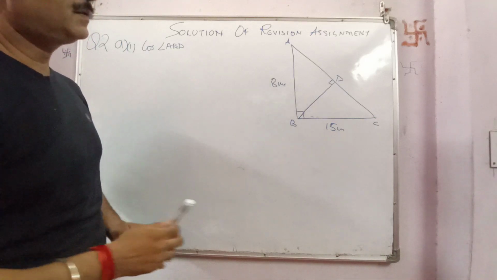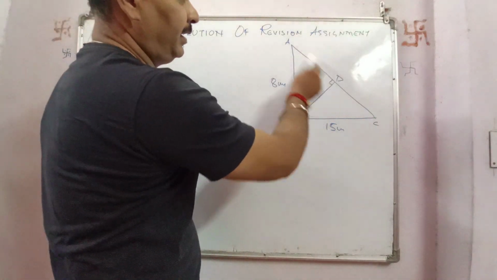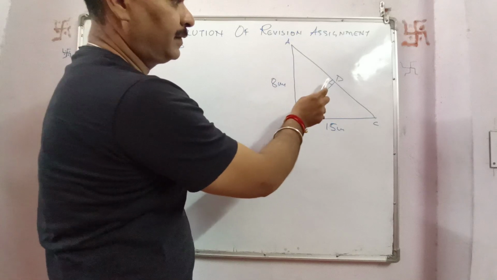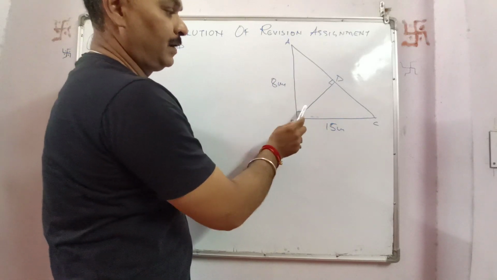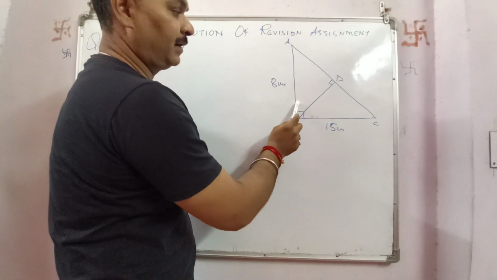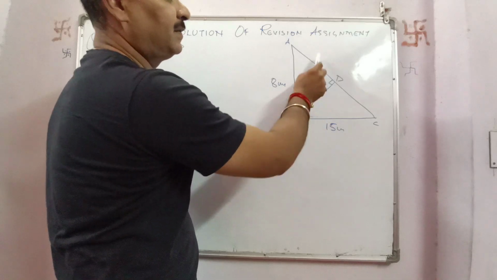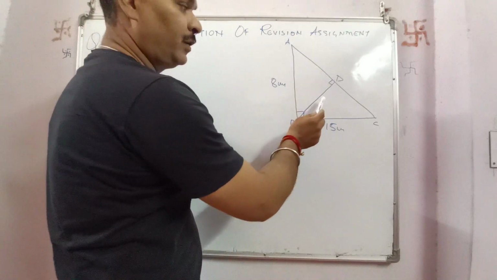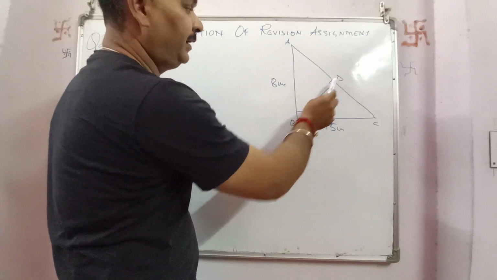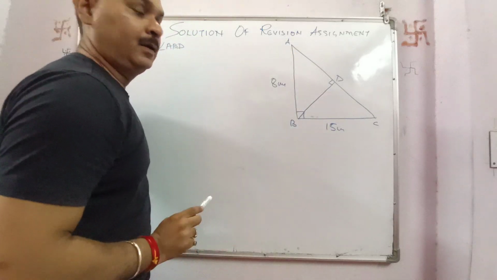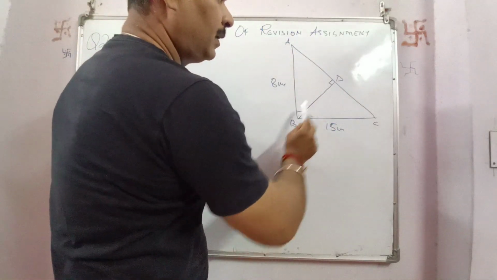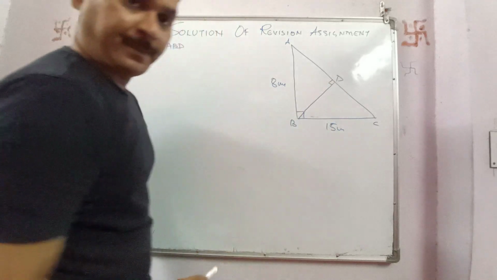Now students, in triangle ABD, it is also a right angle triangle. It is 90 degrees, so this is the hypotenuse. We have to find the cos of this angle. So this will be the base, this will be the perpendicular. And we all know that cos is base upon hypotenuse, that is BD upon AB. But we don't know the length of BD.